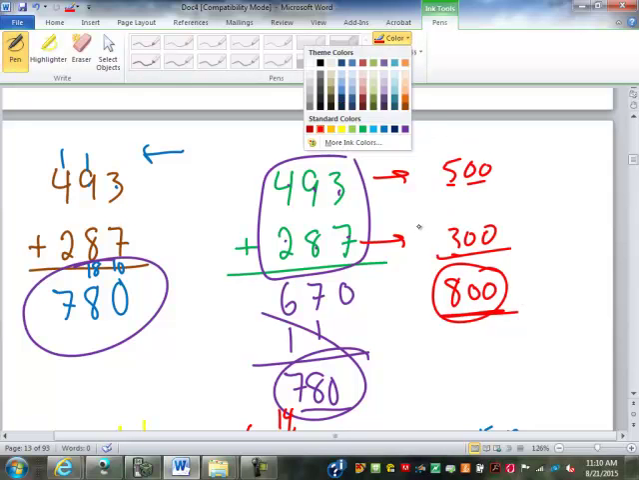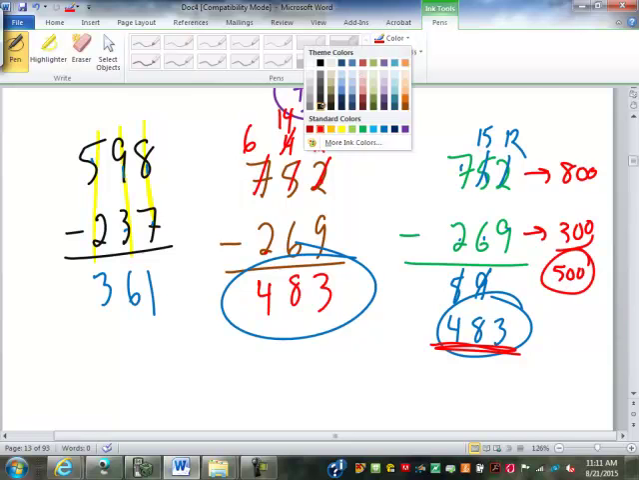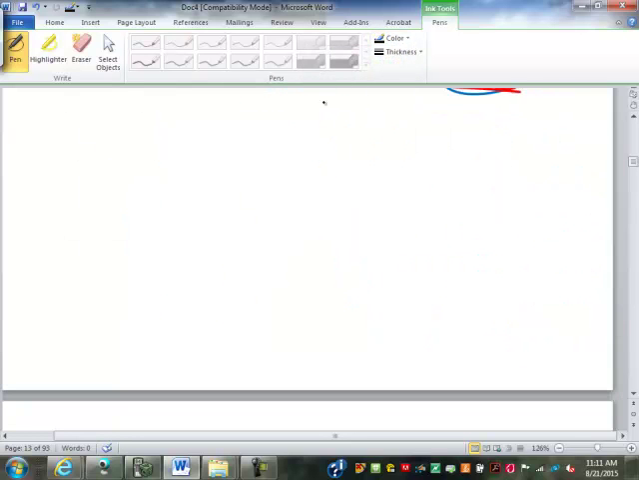Same for the subtraction down here. Well, this is close to 800. This is close to 300. 8 minus 3 is 5. I'm expecting an answer around 500. My calculator spits out 483. I'm comfortable that that's in the ballpark. So, your multiplication quick.